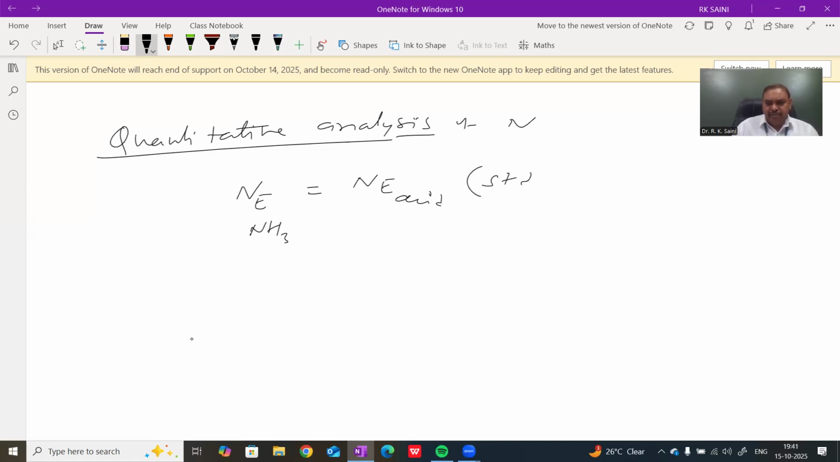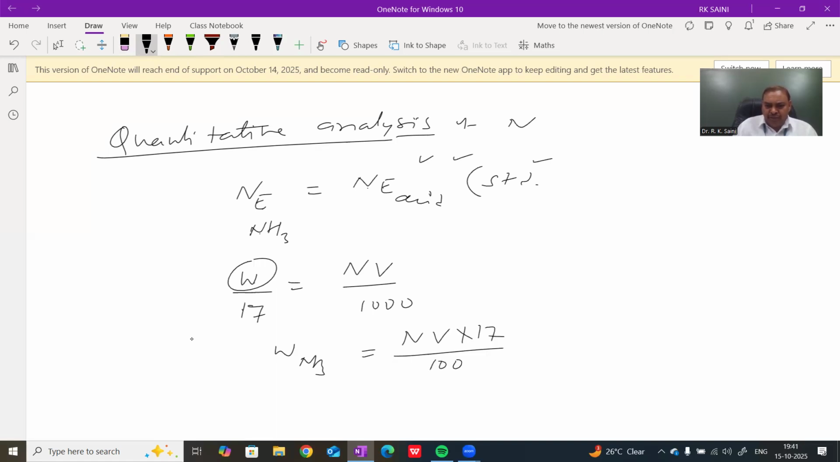Standard acid. Standard means its normality, molarity or volume is known. Therefore we find the weight of ammonia, because gram equivalent equals weight upon equivalent weight. The equivalent weight of ammonia is 17, and the gram equivalent of acid is NV upon 1000. Therefore the weight of ammonia is NV of acid into 17 upon 1000.